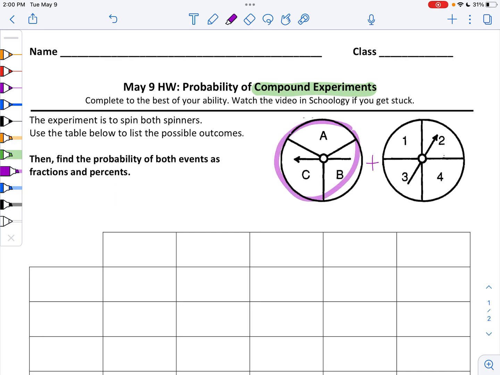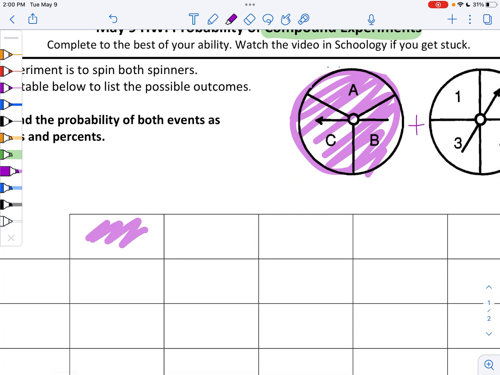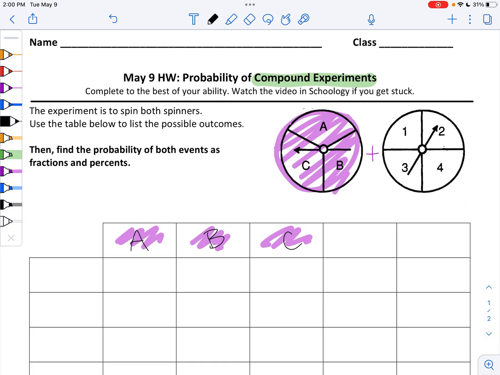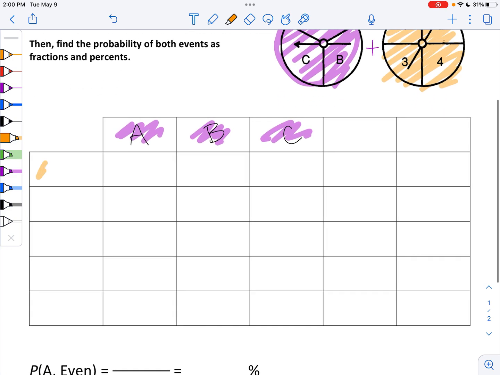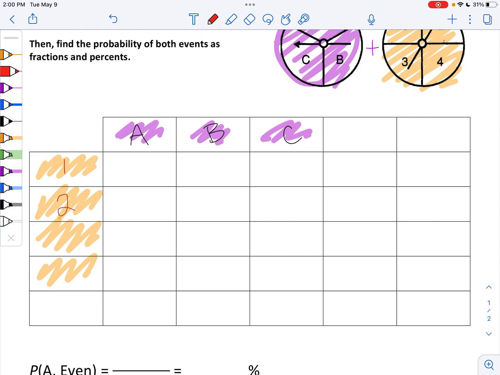So I'm going to make the first spinner purple, and I see 3 outcomes: 1, 2, 3 outcomes, and we'll name them A, B, and C. Okay, now I'm going to look at the other spinner. I'm going to make it gold, and there are 4 outcomes. It looks like that's the numbers 1, 2, 3, and 4.